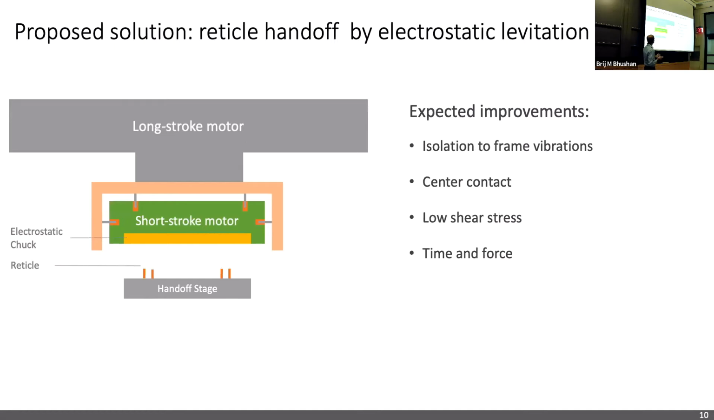So what is our proposed solution? We propose to isolate the reticle such that once it's levitating, any vibrations in this pickup stage do not matter anymore. The floater is isolated, the reticle is isolated. Then we levitate and make first contact at the center, making an upward bow, and then clamp outward, thereby minimizing any shear motion and generation of particles.